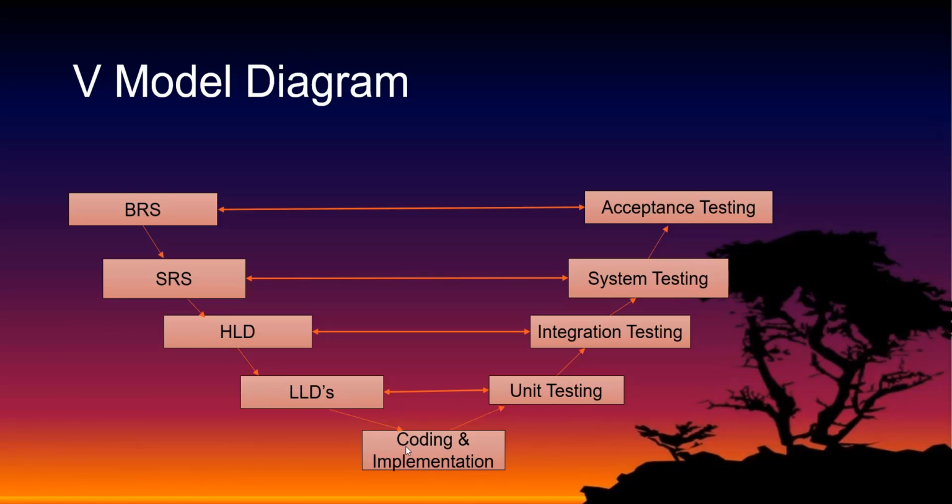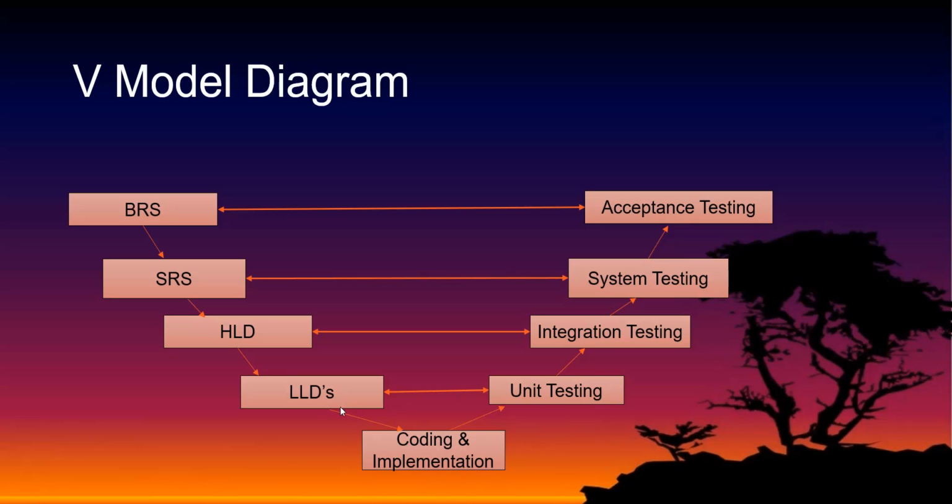Then starts the part coding and implementation. Then the development team, they are starting their coding and implementing the things they are going to develop. Verifying this, the left side of this V model is known as the verification model. Just reviewing all this process is known as verification. So the V model's one side is verification, the right side is known as validation. Validation is nothing but the implementation.